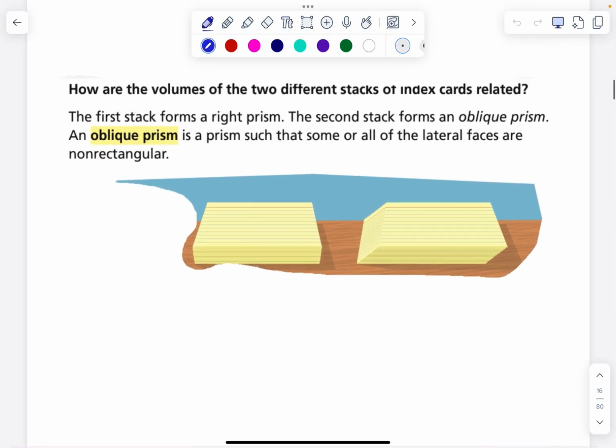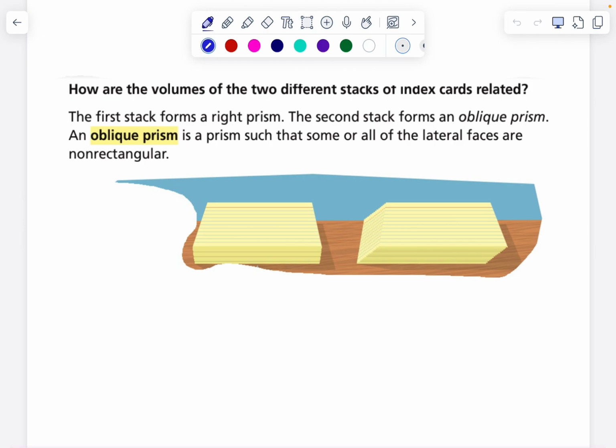All right, answer this for me. If I take a stack of index cards and squish them to the side, they call it an oblique prism. How is the volume of that related to the volume of the regular stack? Should it change? Let's say that's made of 100 note cards. Should the volume change at all, just because we squish it and make it crooked?